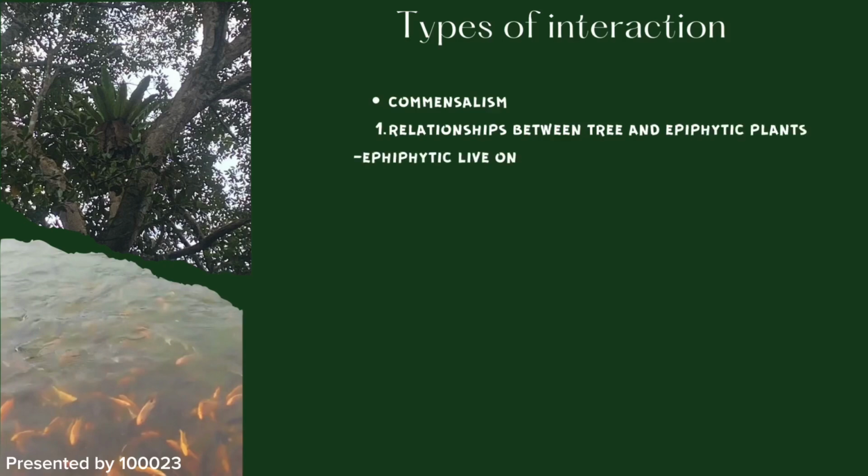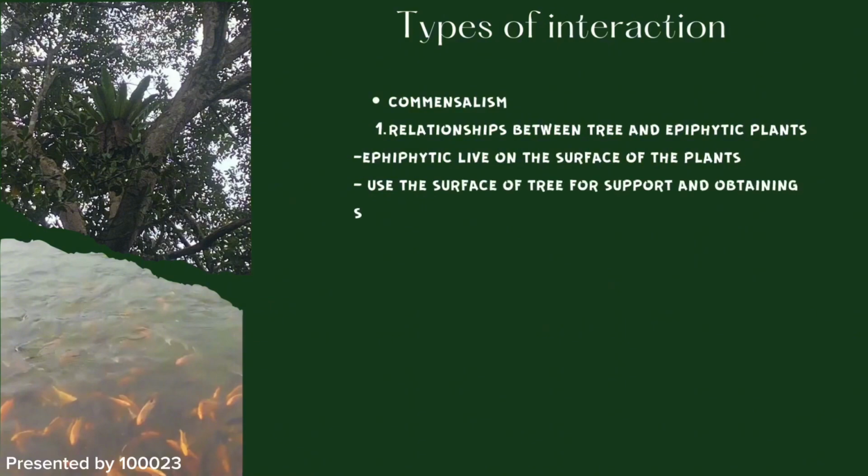An example in the rainforest ecosystem is the relationship between trees and epiphytic plants. Epiphytes, like ferns, mosses, and orchids, live on the surface of other plants and use the surface of the tree for support and for obtaining sunlight and moisture.